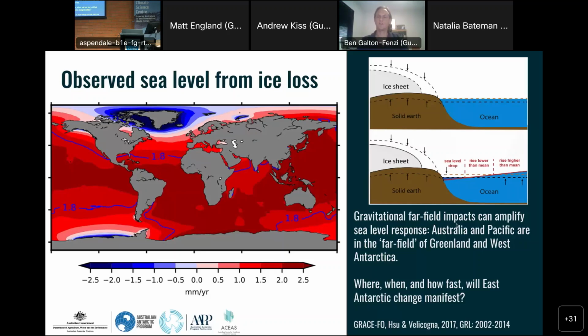So from the perspective of Australia, it's called gravitational far field impacts. From the perspective of Australia and the Pacific, the deglaciation of Greenland over the next decade, and the West Antarctic ice sheet, is probably something we need to be more considered about than perhaps even what's happening in East Antarctica. East Antarctica is not showing any of those substantial changes in the GRACE signal yet. It's starting to. We've got to keep an eye on what that's doing.